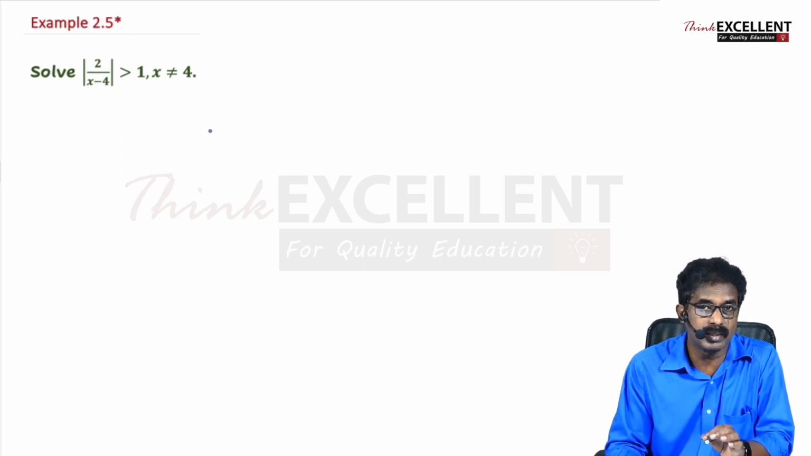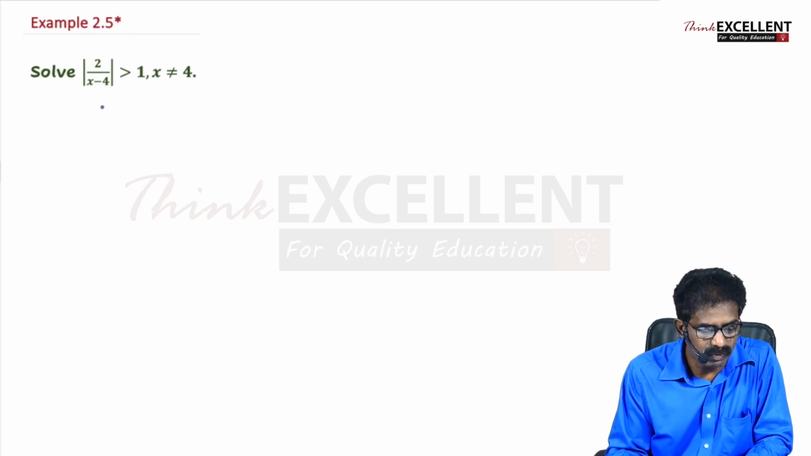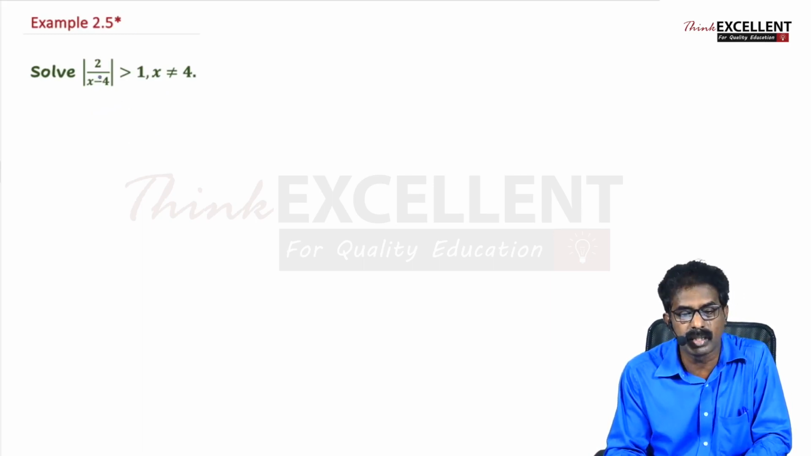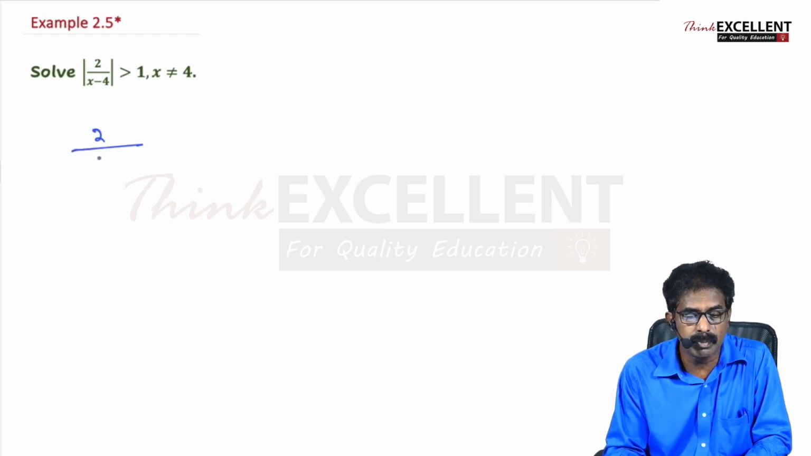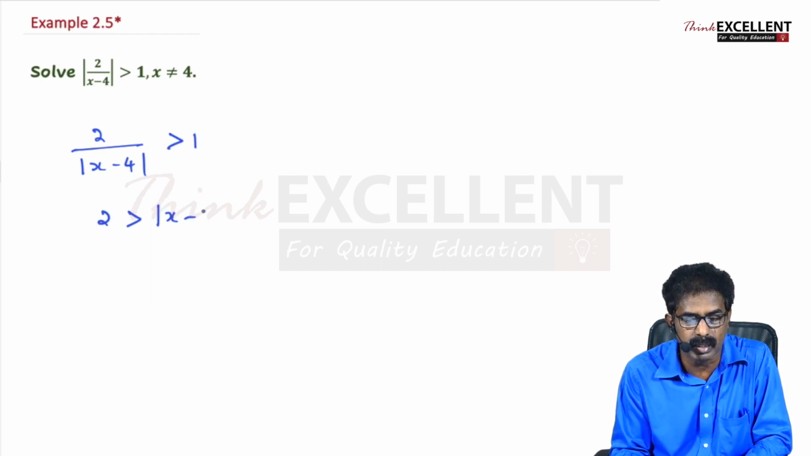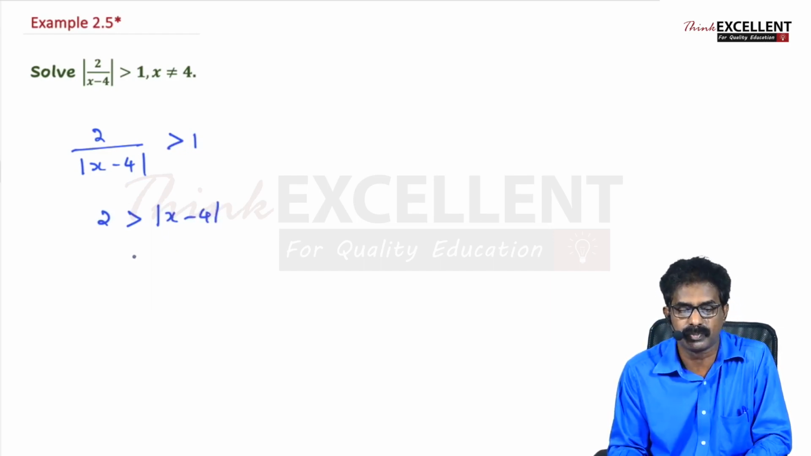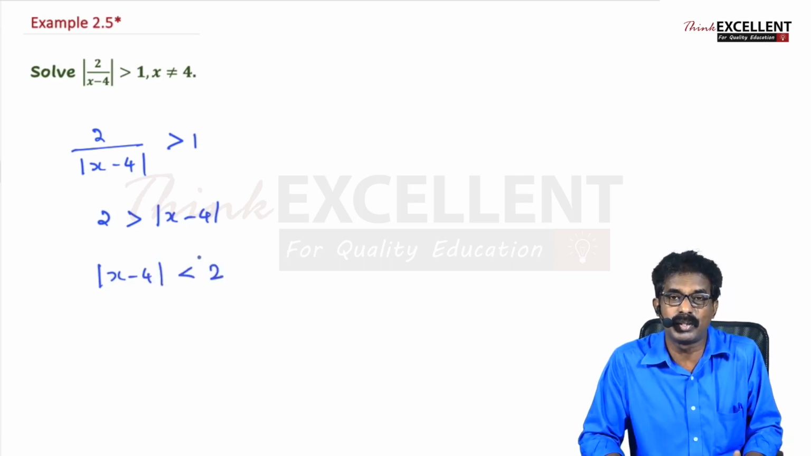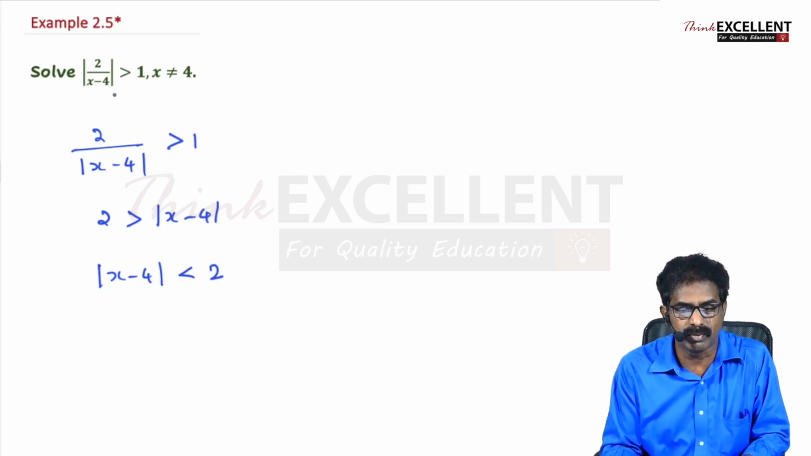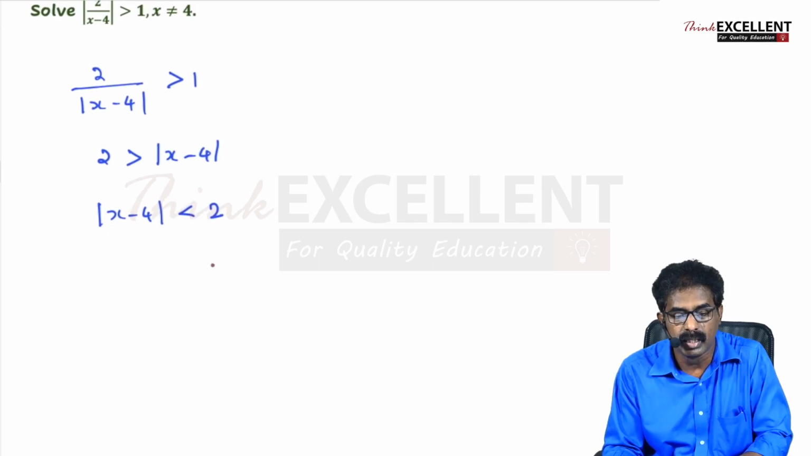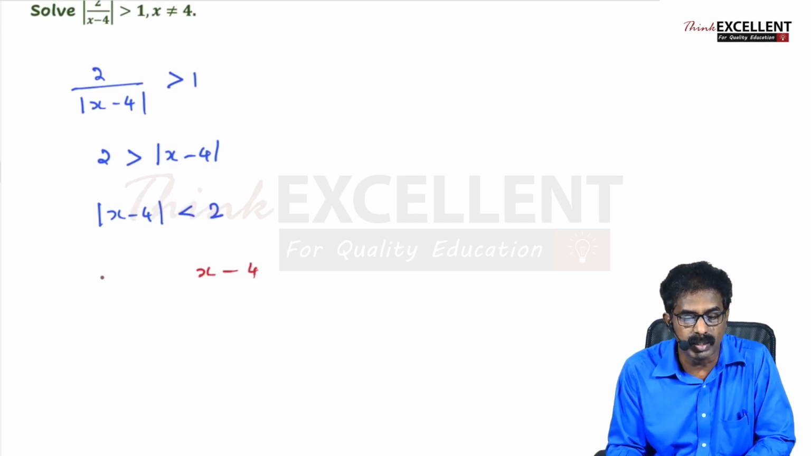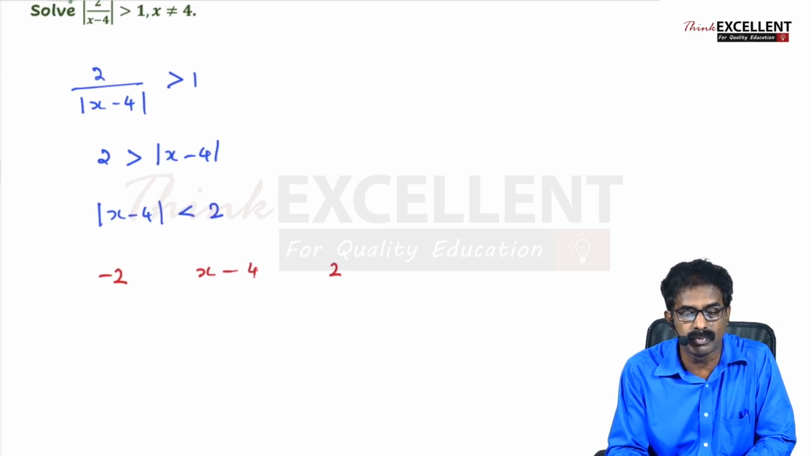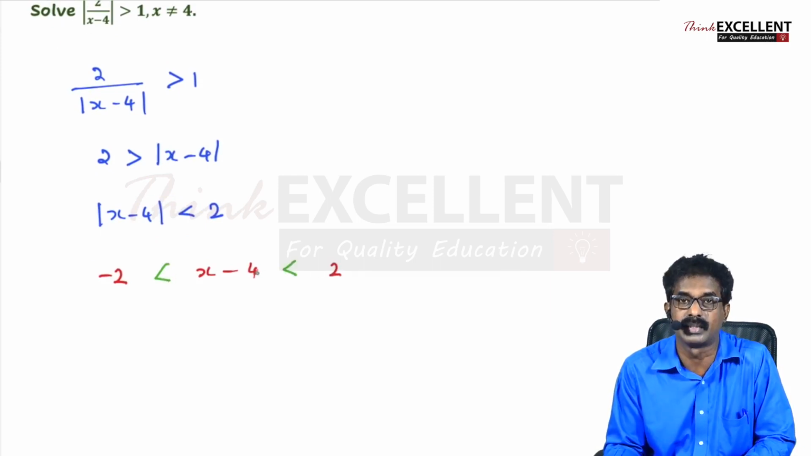This question, you mark it. Something is very important. Okay, listen carefully. First, on the left side you take modulus. When you take modulus, 2's modulus is 2 only, right? In the denominator you take modulus x minus 4 greater than 1. You cross multiply: 2 greater than modulus x minus 4. If you reverse the order, modulus x minus 4 less than 2. Modulus x less than 2 means what do you say? x lies between minus 2 and plus 2, right? But instead of x we have x minus 4. So x minus 4 lies between minus 2 and plus 2, only less than, not less than or equal to.